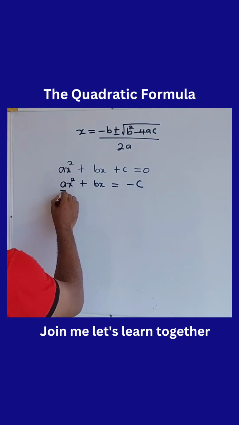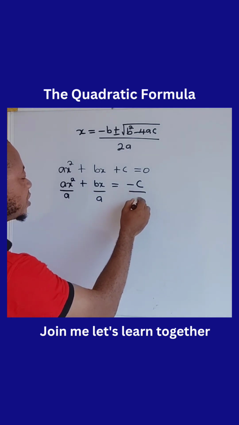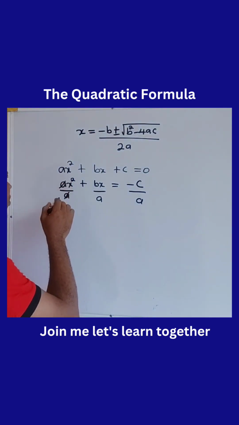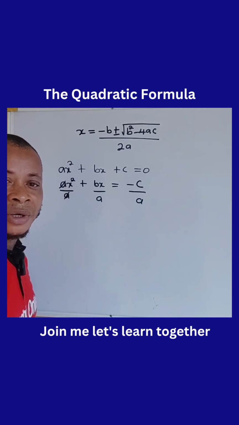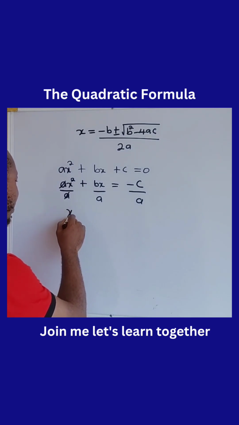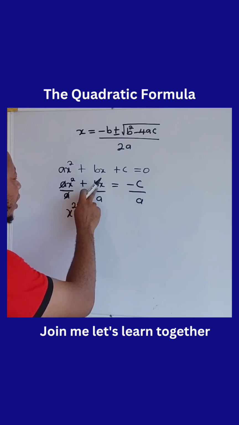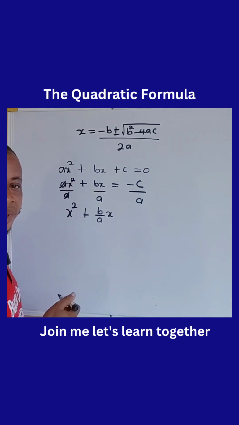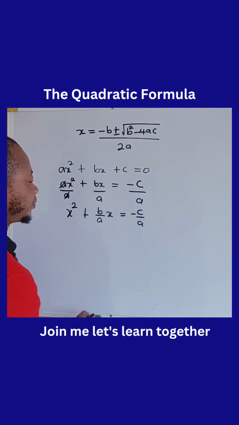We are going to divide this by a, divide this by a, and divide this by a. By so doing, a will cancel a. That is our target. We want to remove a from being the coefficient of x squared, so that x squared can stand on its own, okay? Then plus, now bx over a can be written as b over a x. That is if we separate the coefficient of x and write x here. It's still the same thing, okay? Then equals minus c over a.